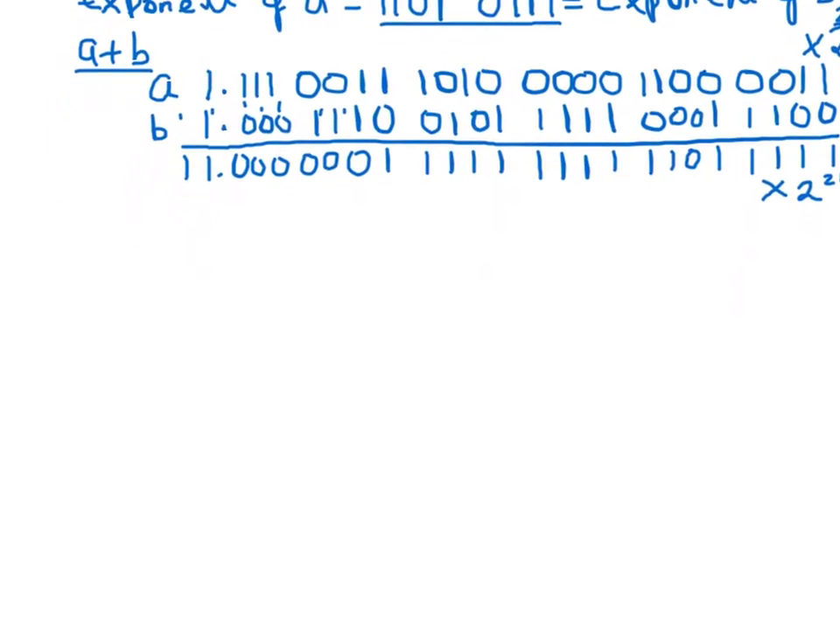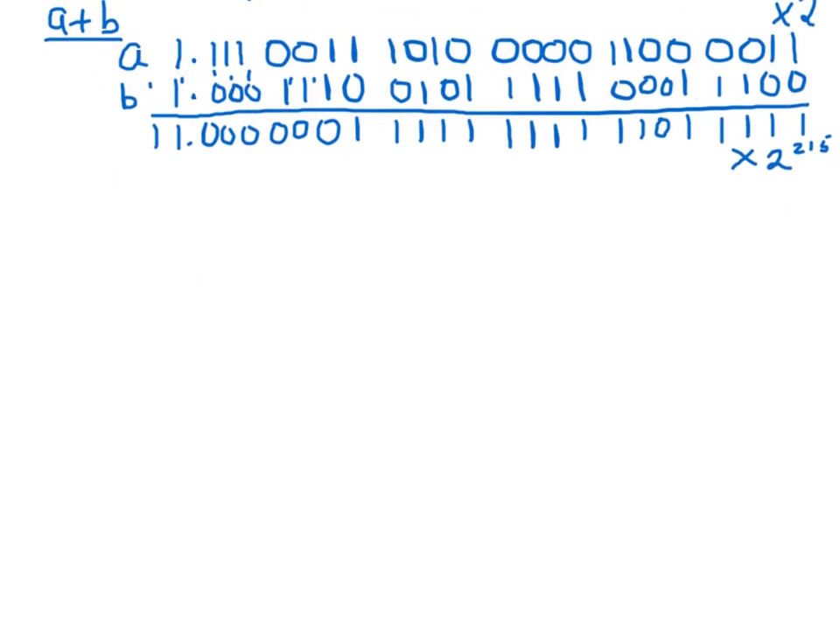Now let me move the page down just to finish off this example. Now this is our solution for A plus B, right? But the computer can't store it in this form. Remember, the computer wants to store it in the form of 1 point. So we're going to have to move the fractional point here, and that's going to have an effect on this value here, the exponent.